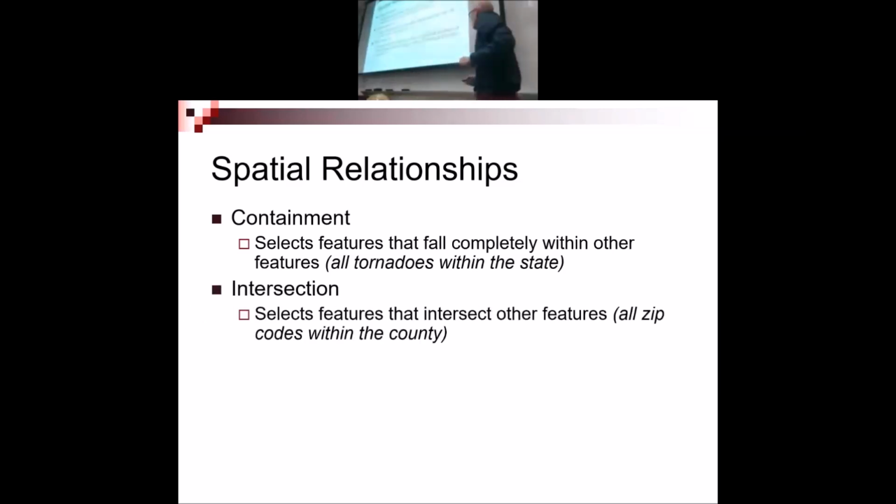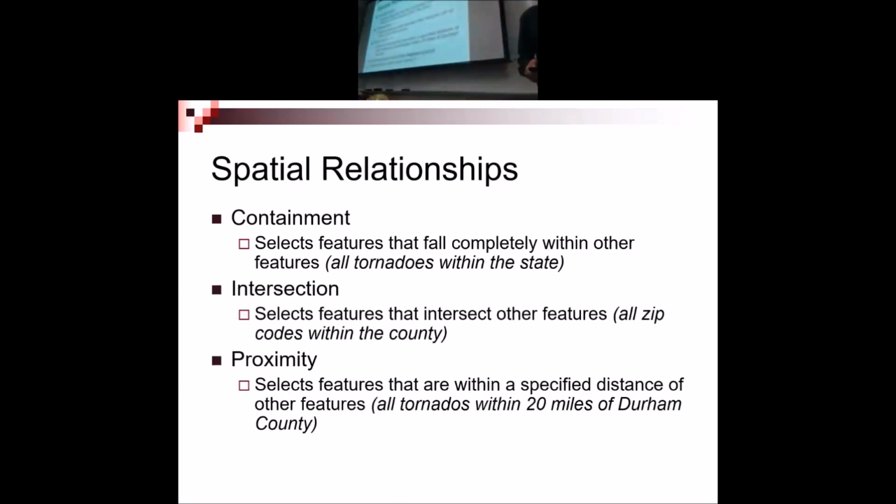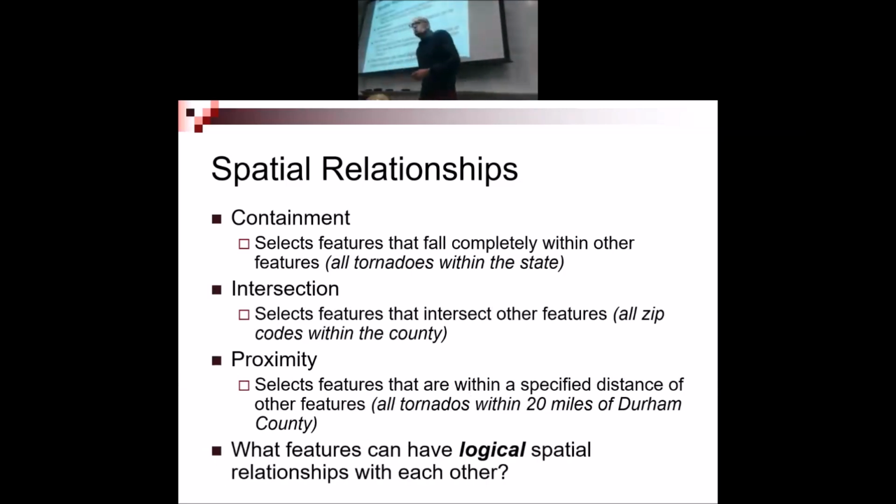Let me find all zip codes within the county. Let me find all crimes within half a mile of a school. Some of these have logical spatial relationships, others do not. Remember, at the end of the day, you are the user. The computer is just doing whatever you tell it to do. If you're looking for all crimes within half a meter of a school, well, half a meter and half a mile start and end with the same letters, but they're two entirely different things.